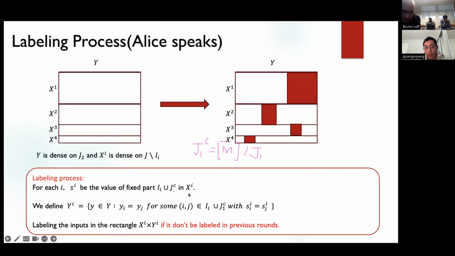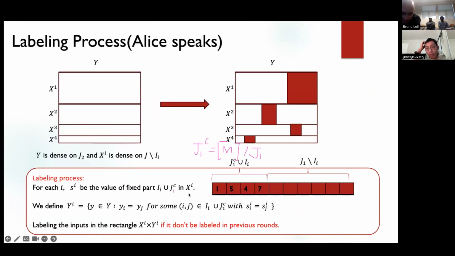So then you added the coordinates in YI to the J1 complement. So now these are also fixed. And the new free coordinates are J1, except the ones that you fixed thus far. Very good. Now, SI is the thing that you fixed, and that includes what you fixed now and what you had fixed previously in the ith part.